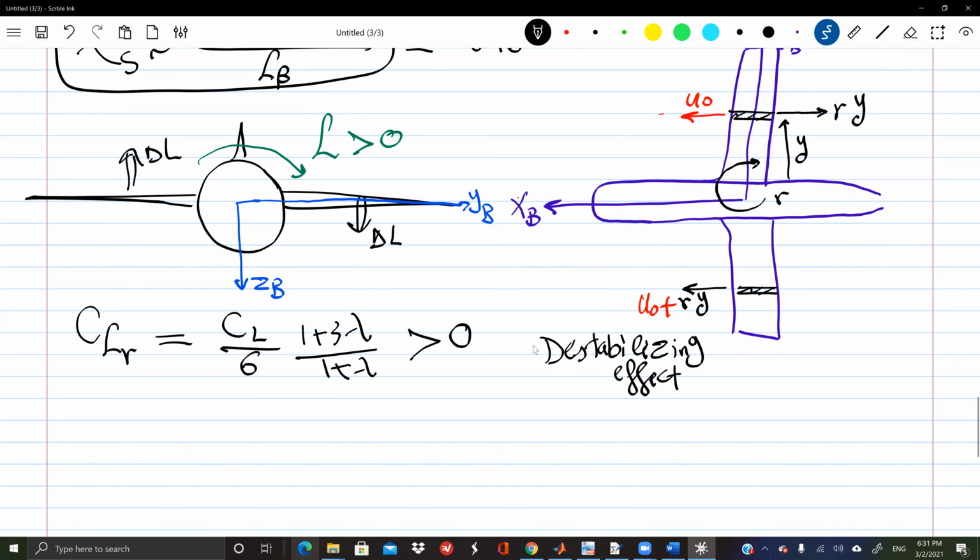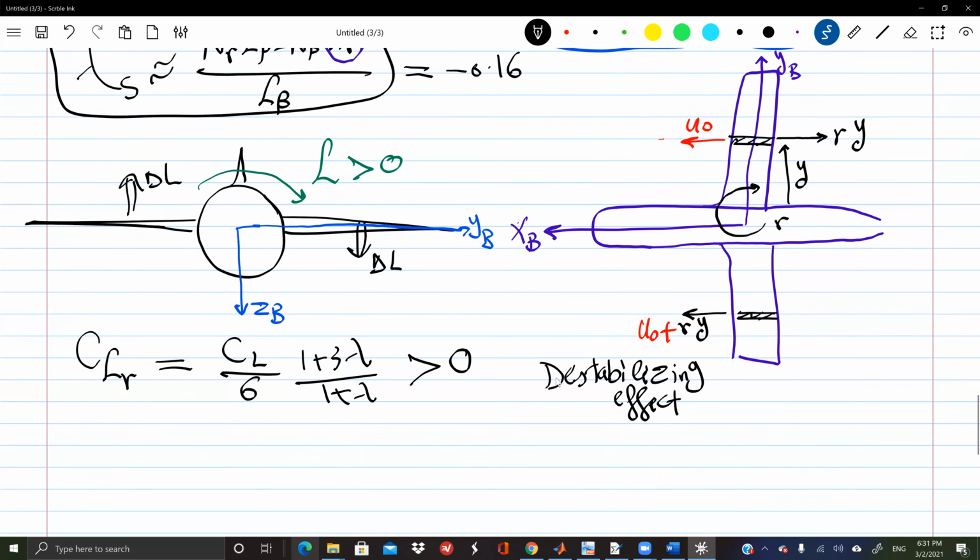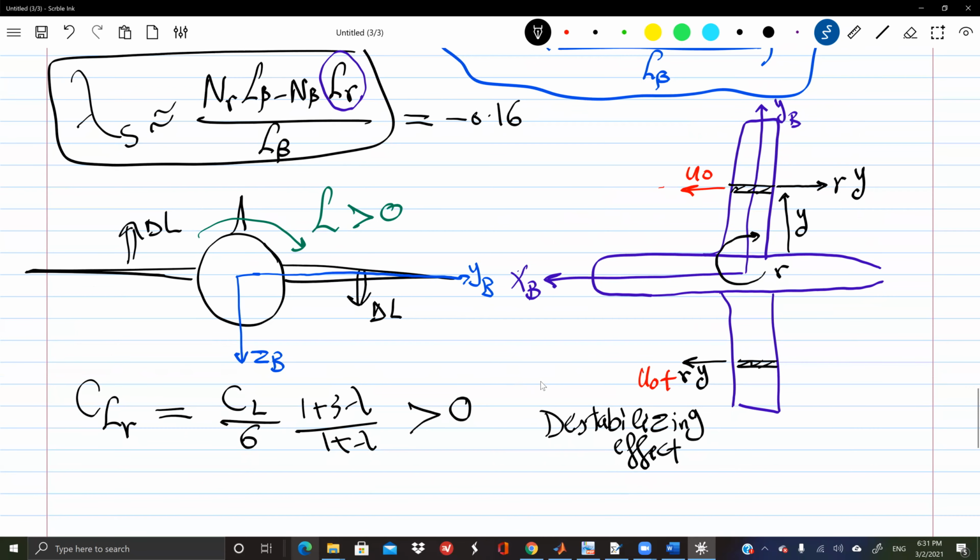So CLR is a coupling between yaw, R, and roll, L. It's a natural coupling from the wing. The wing is the main contributor. The horizontal tail also gives you a similar effect, but the wing is larger. And it's destabilizing. Remember this. Any question about that? Fine. So we got the LR and we know the rest.